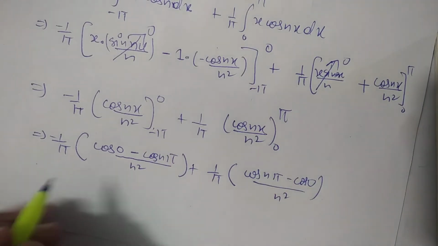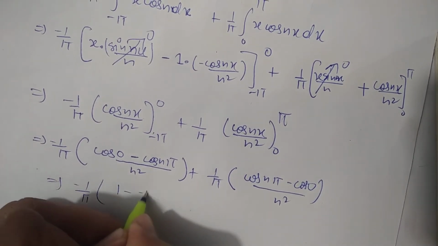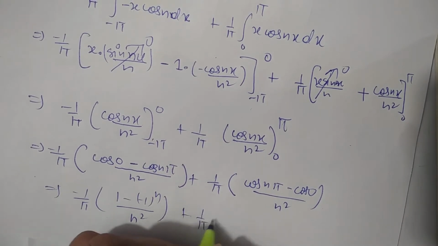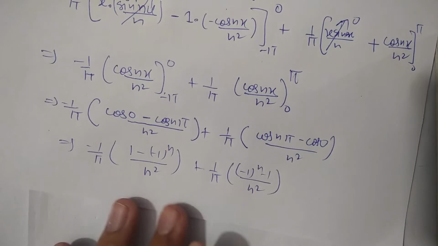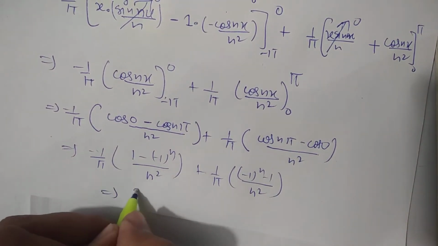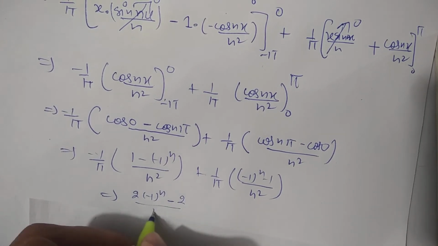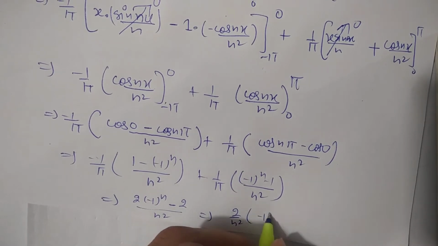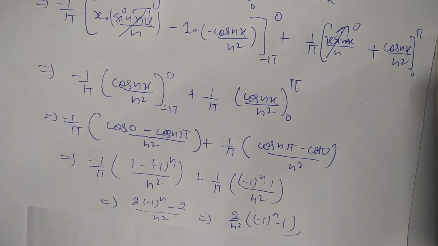n square. Okay, so this value will turn into minus 1 by pi inside 1 minus minus 1 power n divided by n square, and plus 1 by pi into minus 1 power n minus 1 divided by n square. So this whole value will turn into, by solving it, minus will add on, so 2 into minus 1 power n and minus 2 divided by n square. So I will take 2 by n square common, and inside minus 1 power n minus 1. Okay, so this is the value of an.